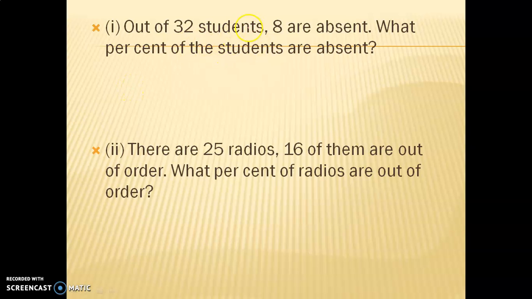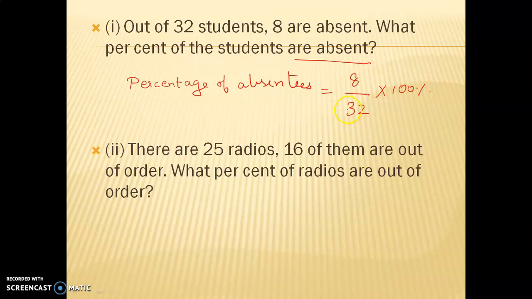Out of 32 students, 8 are absent. These are all 1 mark questions. What percent of the students are absent? Percentage of absentees. How many students are absent? 8. Out of how many? 32. Out of 32 students, 8 students are absent. To write it in percentage, I have to multiply by 100%. Isn't it? So, you have to cancel it.